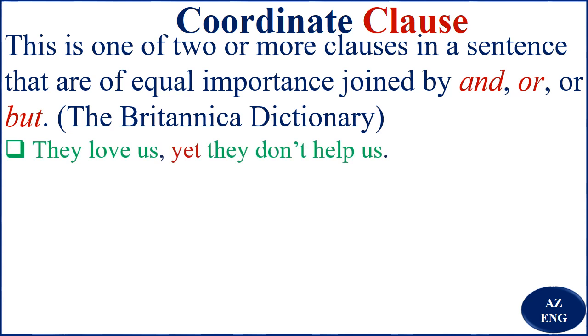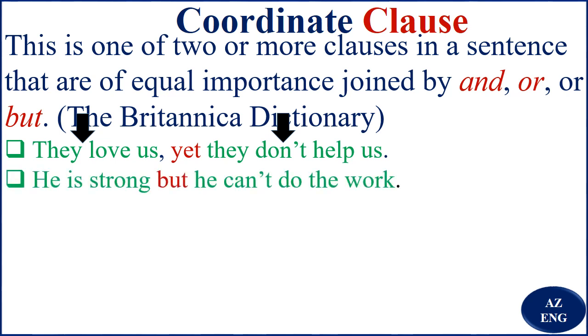So the first example here: they love us yet they don't help us. Now you see, they love us is an independent clause. They don't help us is an independent clause too. So these two, you've got an independent and another independent. So both of them we say are coordinate clauses.